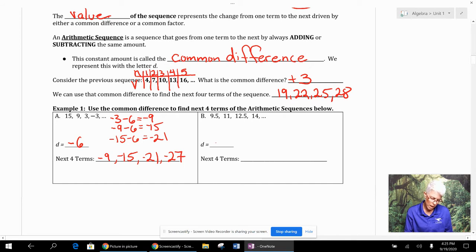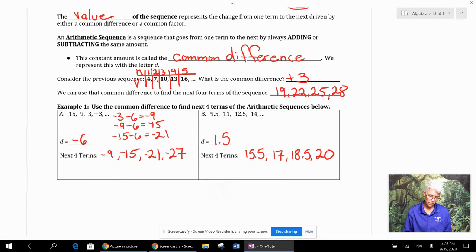The next one here, the common difference is 1.5. And again, we could work our way out from this, and I would get 15.5, 17, 18.5, and 20. So again, you can see once you know the common difference and you know a term, you can always know the next term.